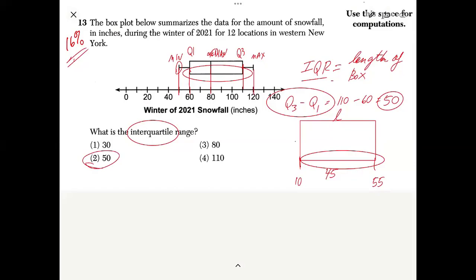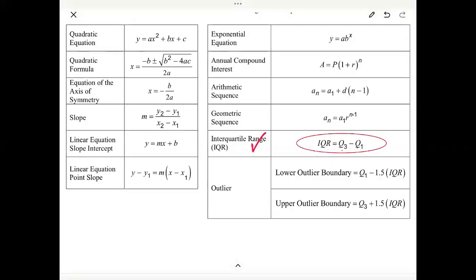Again, my apologies for not exposing you guys to this reference sheet. I was still using the old one. So every Regents going forward, they're going to be giving you the IQR, so you just have to know how to use it.